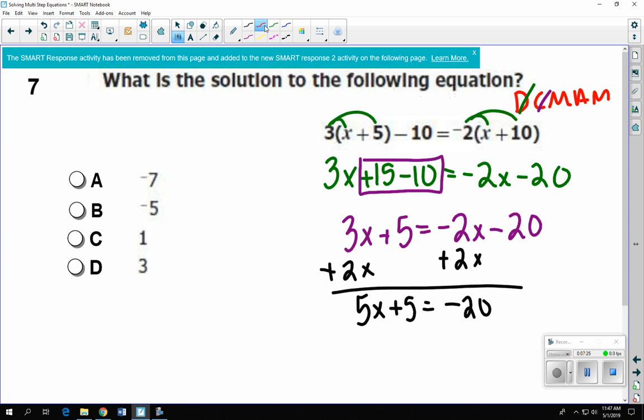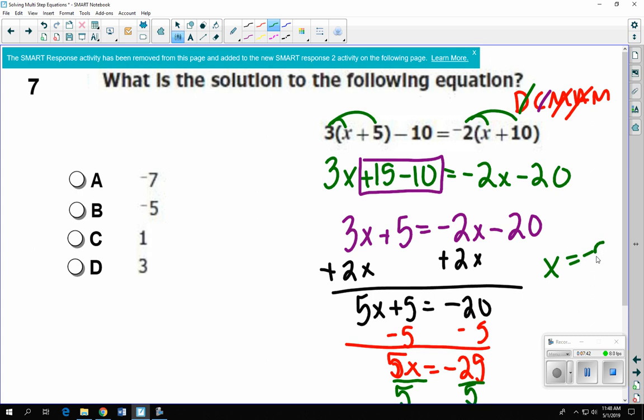I'm starting to isolate my variable. I'm going to subtract 5 to get 5x is equal to negative 25. I have isolated my variable by adding or subtracting. Final step is to divide by 5, and I will see x is equal to negative 5, which gives me answer choice B as well.